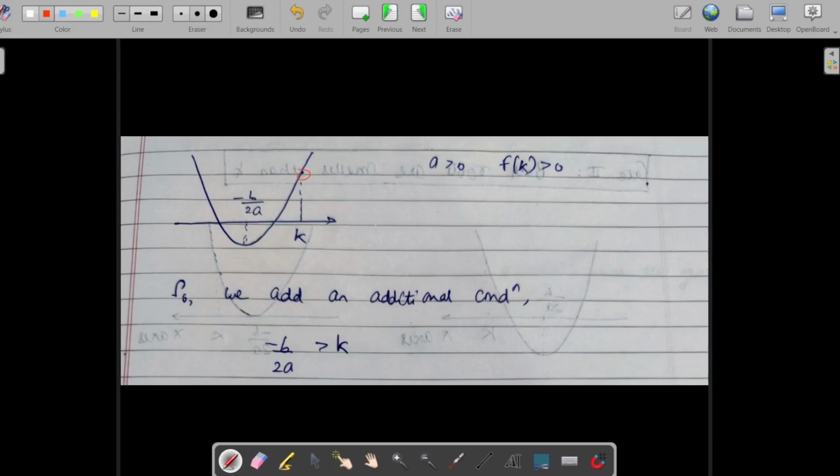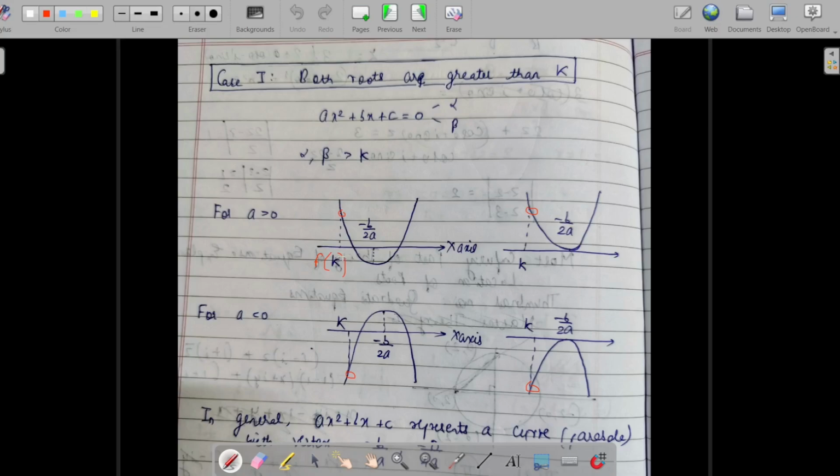So we need to add an additional condition. What? The x coordinate of the vertex, that is minus b by 2a. It has to be greater than k. So when minus b by 2a is greater than k, see, in all these cases you will see minus b by 2a is greater than k. Only then we can say that the graph is satisfying the conditions of both roots being greater than k.